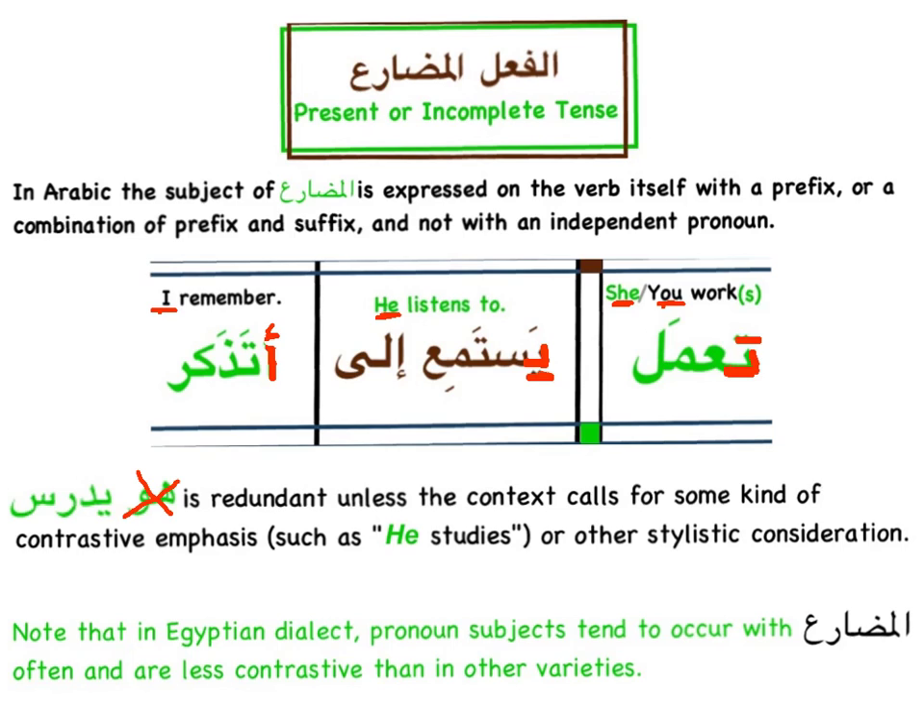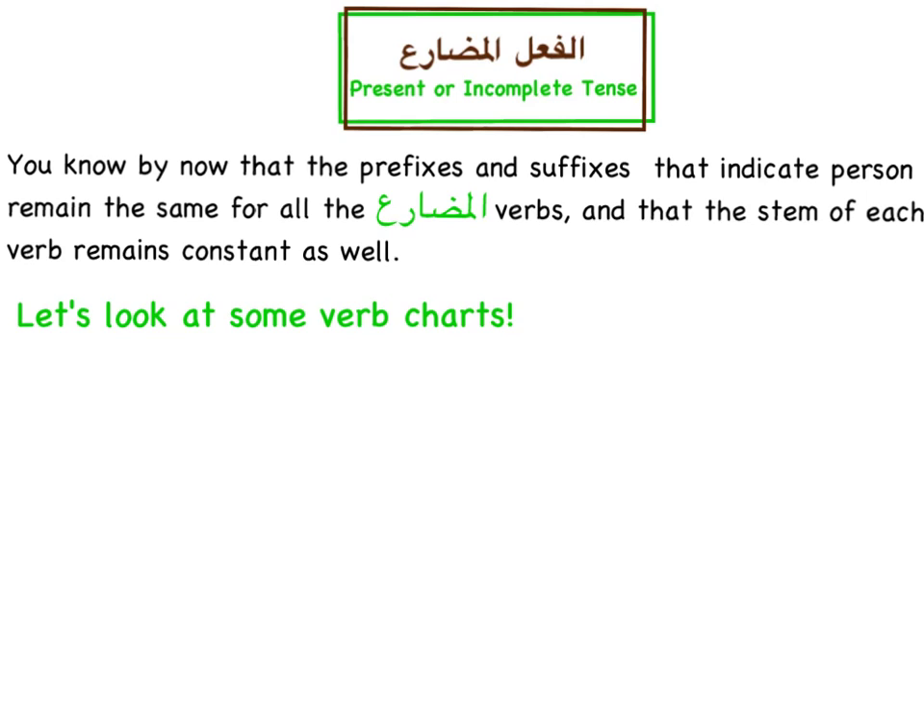For example, in Egyptian you would say هو بيدرس اللغة العربية, which means he studies, or he's studying Arabic. And this is normal. It's not like I'm saying, oh yeah, he's the one who's studying Arabic in Egyptian. If I were to use it in standard Arabic, that would mean I'm emphasizing the subject, whereas in Egyptian dialect it really doesn't mean anything. It's normal. You know by now that the prefixes and suffixes that indicate person remain the same for all مضارع verbs, and that the stem of each verb remains constant as well. Let's look at some charts, shall we?